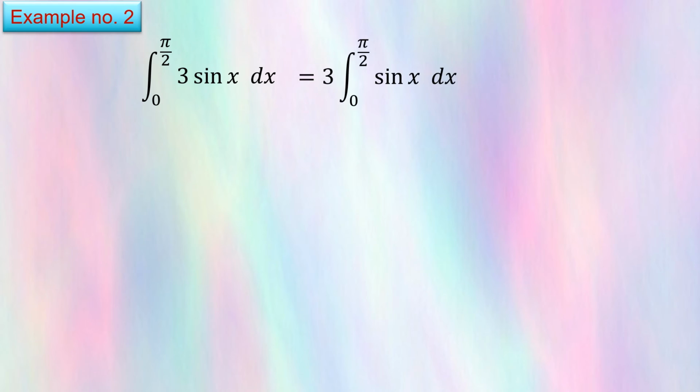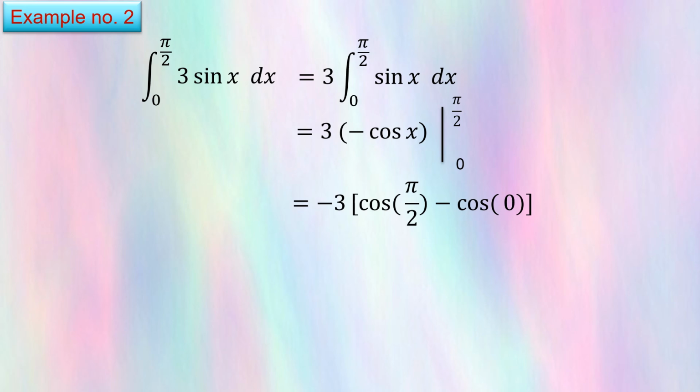So now let us have example number 2. We are going to determine the integral of 3 sine x dx from 0 to pi over 2. So in here, because we have a constant 3, we are going to write 3 before the integral symbol. So we have 3, the integral of sine x dx from 0 to pi over 2. Then we are going to integrate sine x, which is equal to negative cos x, to be evaluated from 0 to pi over 2. Then we are going to substitute.